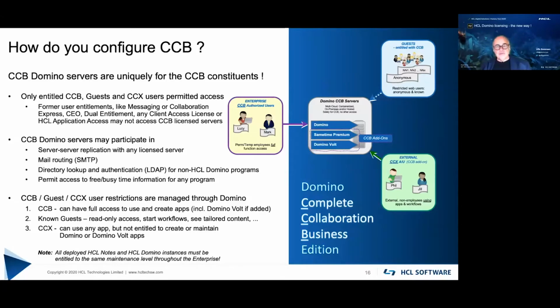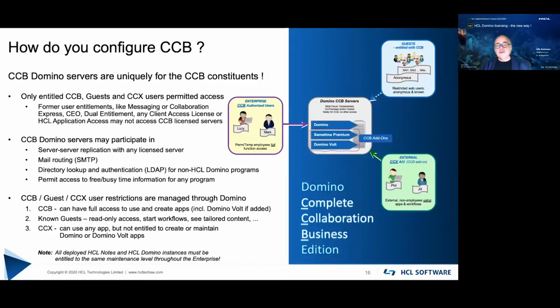The servers as such can participate in any kind of server-to-server replication with any licensed server. That's absolutely fine. That's also how you can migrate from one set of environments to another if you need to. And your Domino servers under CCP can also fully participate in any SMTP setup. There's no limitation in that.